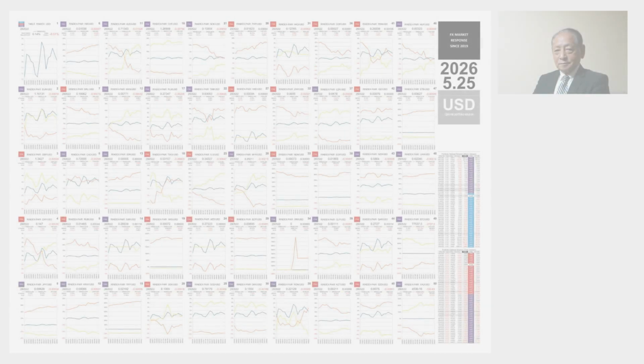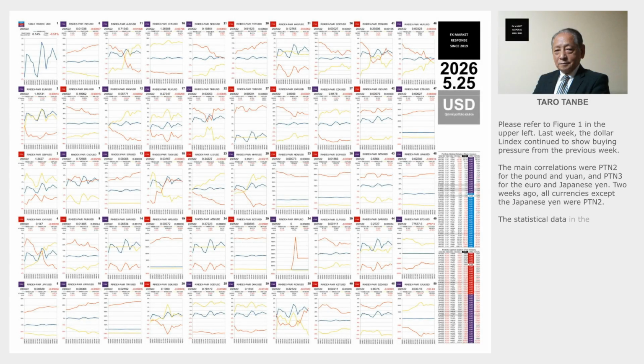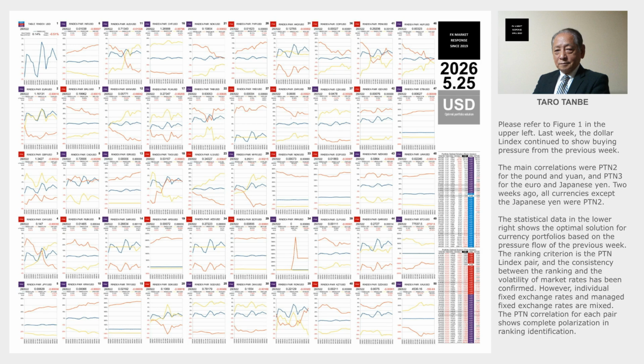Please refer to Figure 1 in the upper left. Last week, the dollar index continued to show buying pressure from the previous week. The main correlations were PTN2 for the pound and yuan, and PTN3 for the euro and Japanese yen. 2 weeks ago, all currencies except the Japanese yen were PTN2.